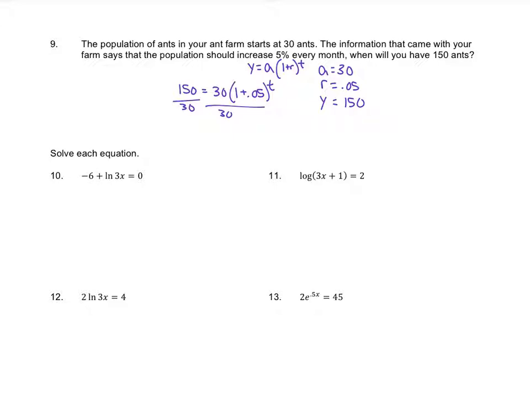That gives us 5 equals 1.05 to the t power. So log base 1.05 of 5 equals t. If we calculate that out, we get almost 33 months.